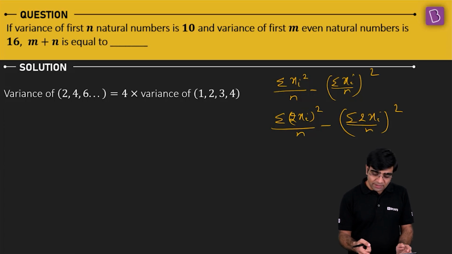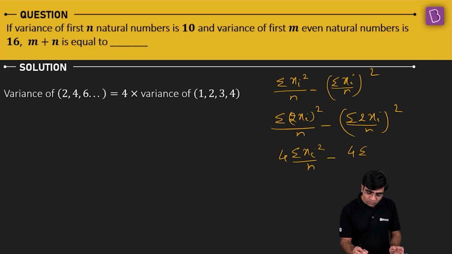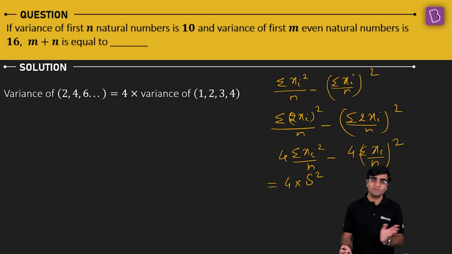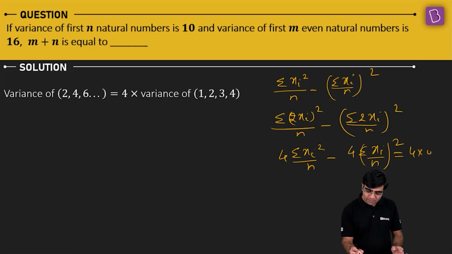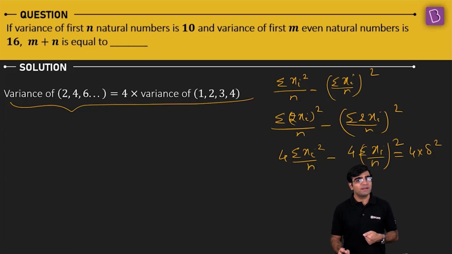If I take the 2 common from that, out of the square, they will become 4 times sigma xi square by n. Again, I can take that 2 common out of the sigma, so 4 times sigma xi by n the whole square. What is that? That is nothing but 4 times delta square that we have just defined in the previous case, right? And that is why we were saying that variance of 2, 4, 6 is nothing but equal to 4 times the variance of 1, 2, 3, 4. Are we getting the point, right?